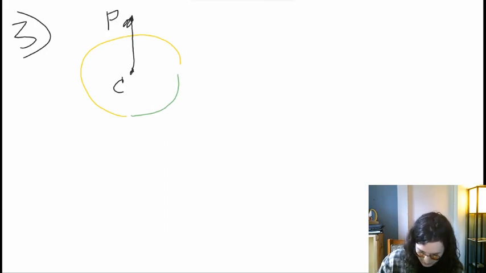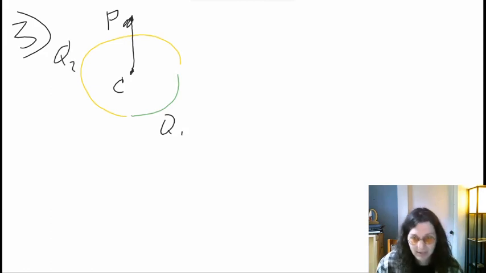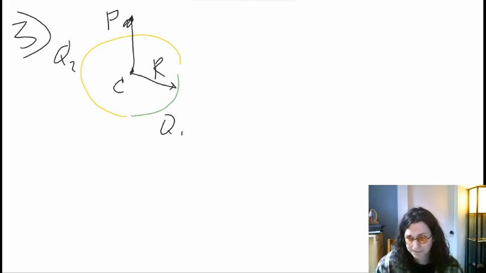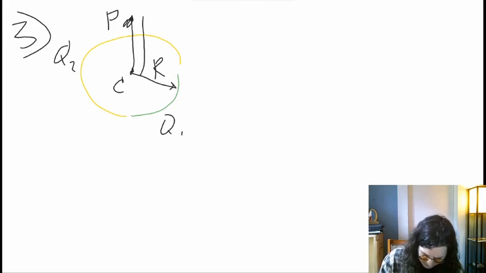And just to get my diagram down here, this is Q1 and this is Q2. All right, and so we just need to find the potential at each one of these locations. They also give us that the radius of the circle is big R, and they give us that the height from C to P is called big D.